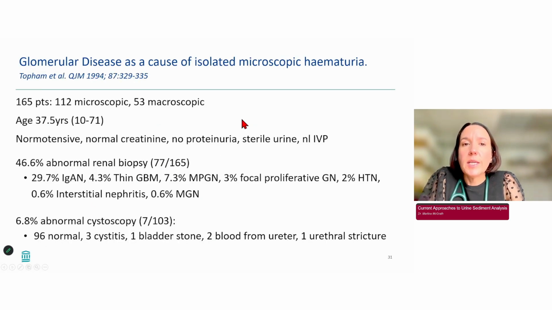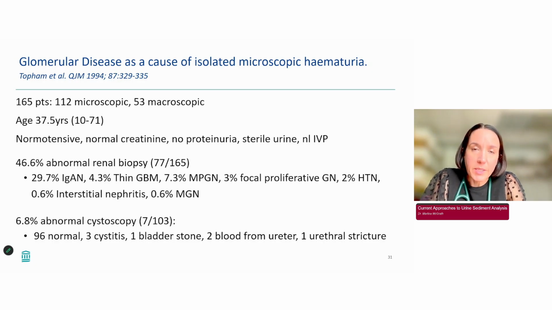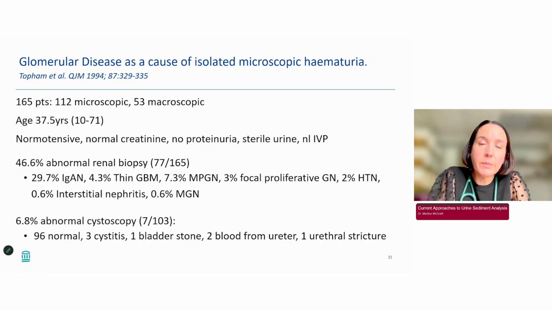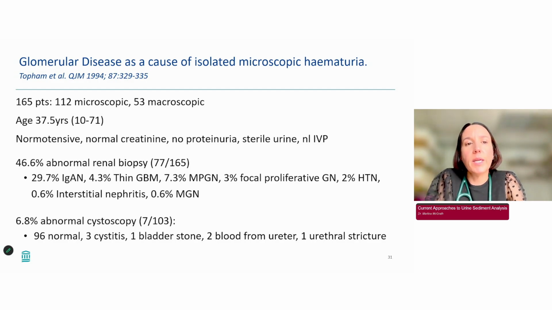What about glomerular disease as the cause of isolated microscopic hematuria? Obviously, there's not a lot of biopsy data because we have traditionally not biopsied patients who only have microscopic hematuria. This study from the 1990s looked at 165 patients who underwent kidney biopsy for hematuria. Of those, 46% of them had an abnormal biopsy. As one might expect, around a third had IgA nephropathy. And then there were a range of other conditions, including thin basement membranes, membranoproliferative glomerular disease. A small percentage had a focal proliferative GN and other abnormalities.